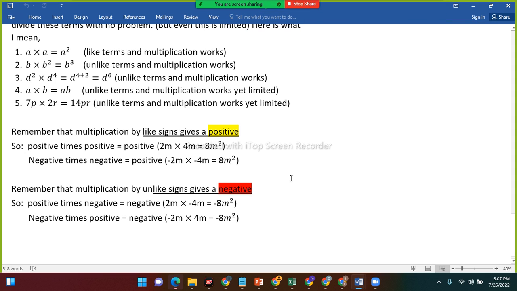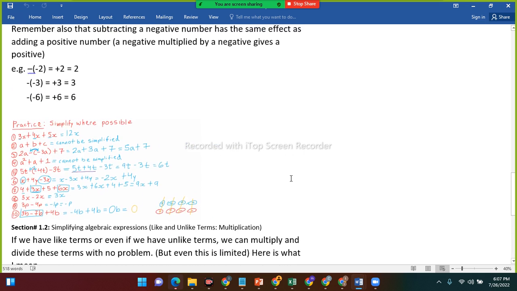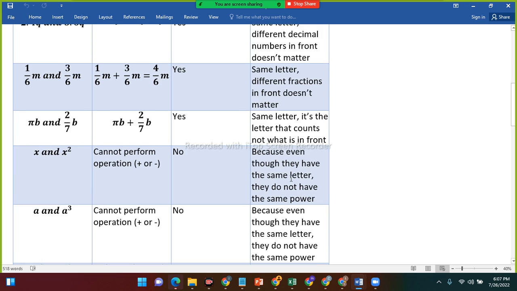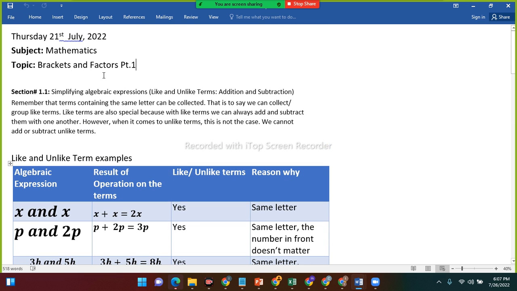We are still in the chapter or under the topic brackets and factors. If I had to rename this topic, I would have put parentheses and factors, because really and truly we aren't dealing with brackets, more like parentheses. But still, that's what we're looking at.